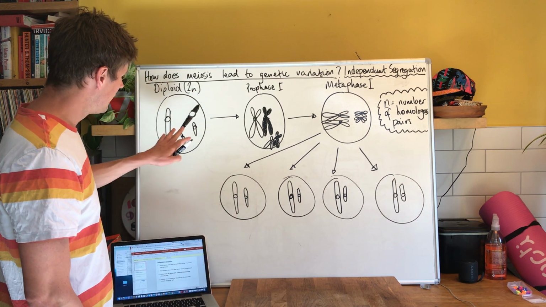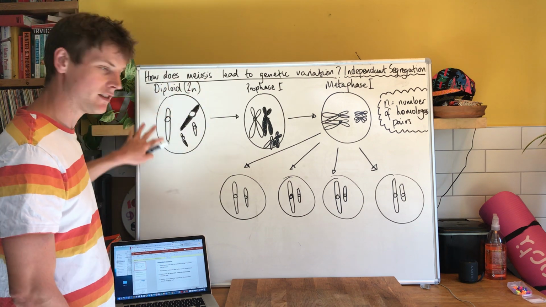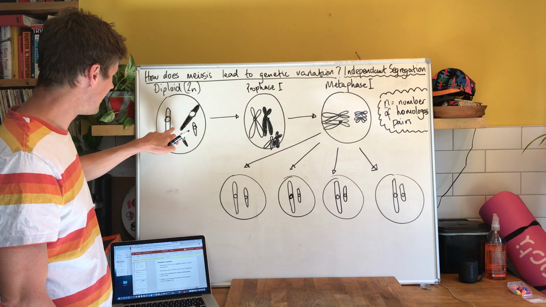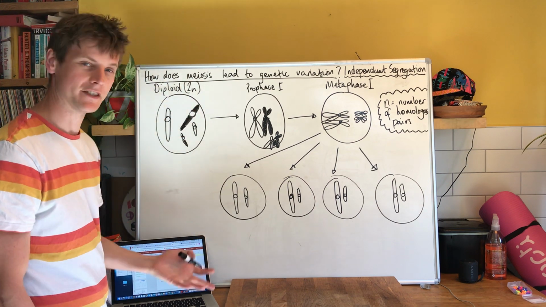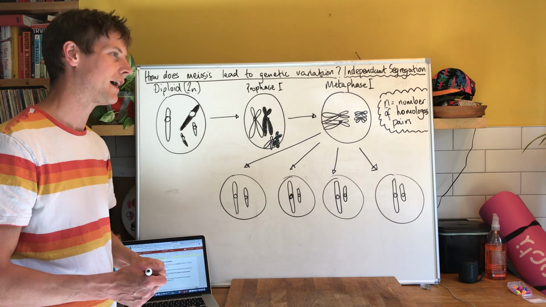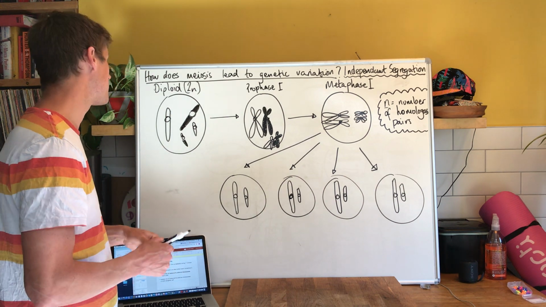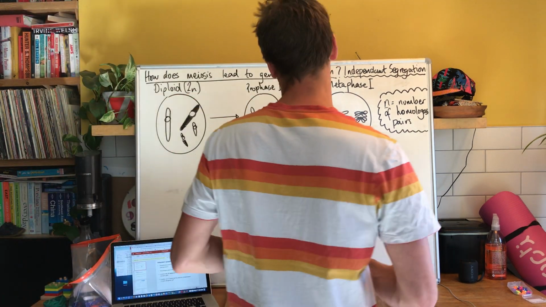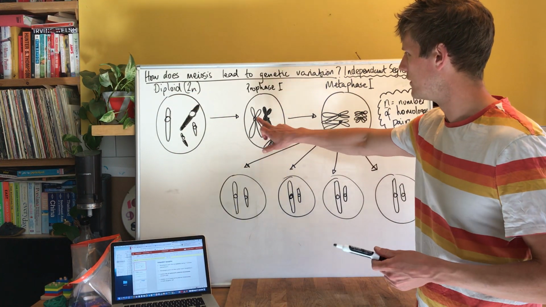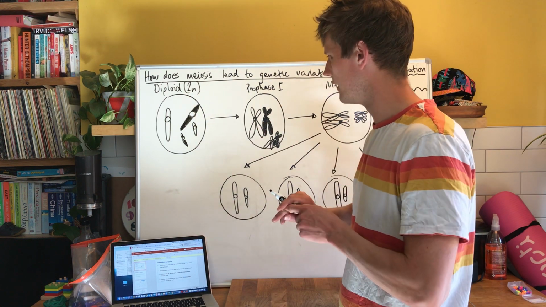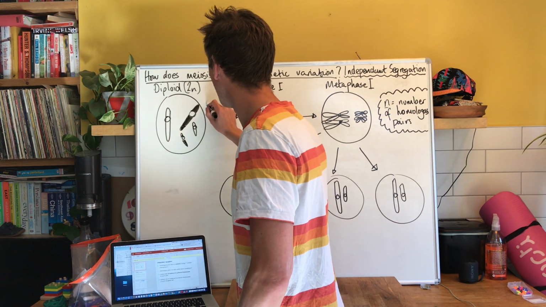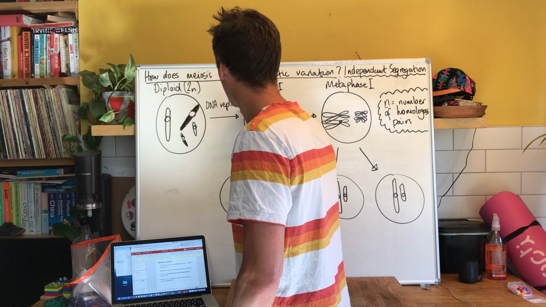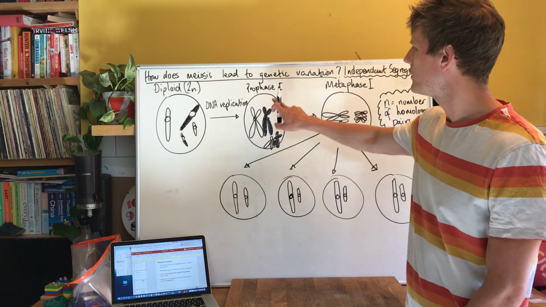Now, actually you would never see a cell looking like this, because the chromosomes only become condensed and visible under a light microscope during prophase, which is after DNA replication. What you might, however, see is something like this. So between this stage and this stage, DNA replication has taken place. Now this is prophase 1.